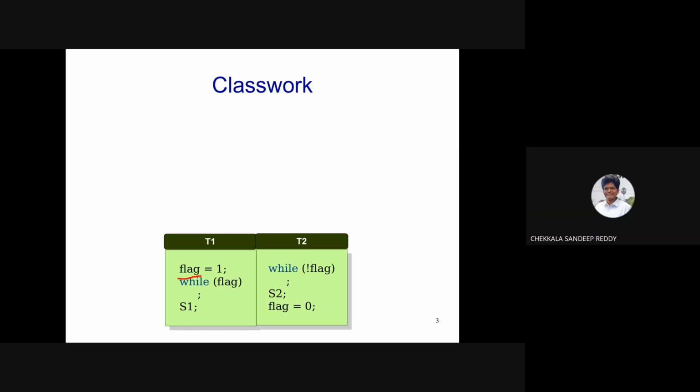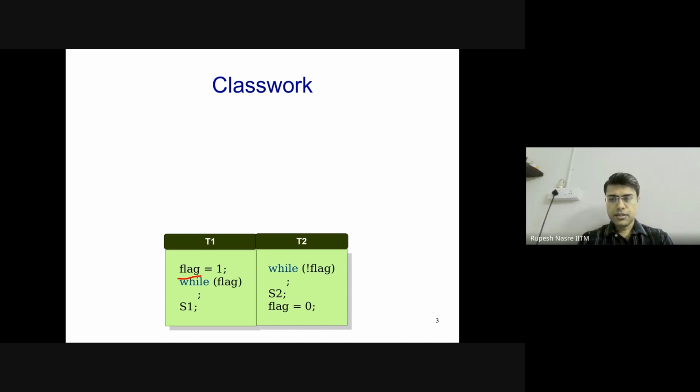Sir, because if flag 0 is executed and then flag is equal to 1 is set by T1, then T1 is going to loop. Right. So let's understand what Sandeep is saying. So why would T1 execute infinitely often? That is, it is stuck inside that while loop.